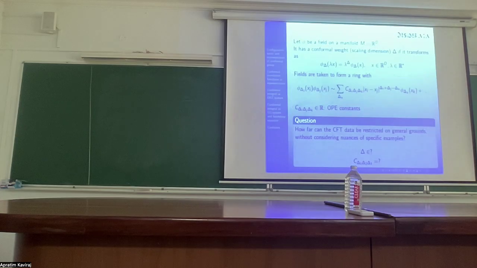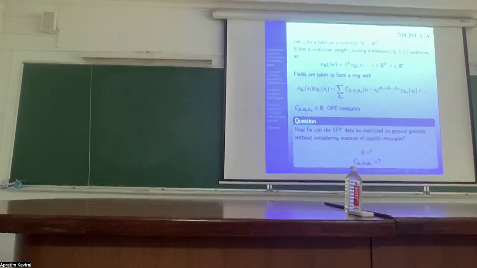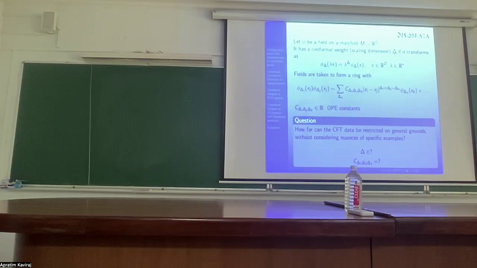So let's start with a very inexact description of what we're going to talk about. This is our desideratum: let phi be a field on a manifold, which I take to be R^d, but sometimes I'll just write as M. We say that it has a conformal weight or scaling dimension delta if it transforms like this under scaling. So if the coordinate x in R^d changes by a non-zero real number lambda, then the field transforms as lambda to the power delta. Delta is called the conformal weight or scaling dimension.